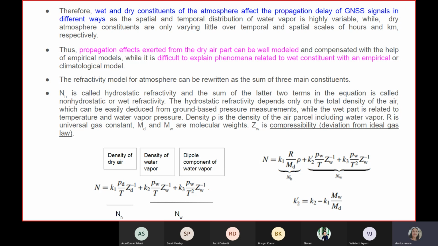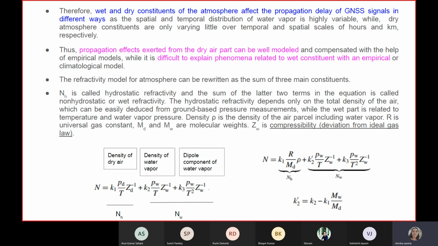The refractivity model of the atmosphere can be written as the sum of three main constituents. You can see the equation below, on the left hand side, capital N, that is the total refractivity. By refractivity, you understand it is the characteristic of the atmosphere, mainly the troposphere, of how it changes the direction and speed of the signal while it travels from the satellite to the receiver.